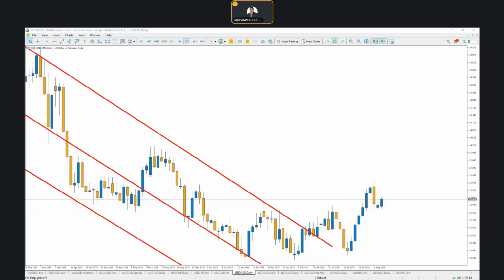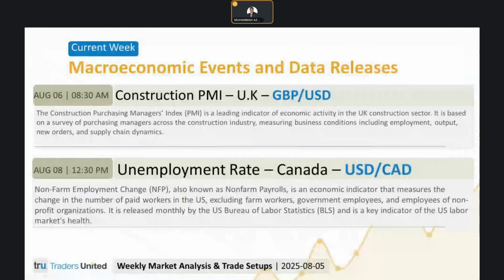Given that the forecast anticipates a rise in unemployment, an upside surprise could sharply boost the CAD, while a downside surprise, a higher than expected rate, may trigger renewed weakness in the currency. So the conclusion is, until the data is released, the USD CAD may remain in consolidation mode driven by broader risk sentiment and positioning ahead of the event.